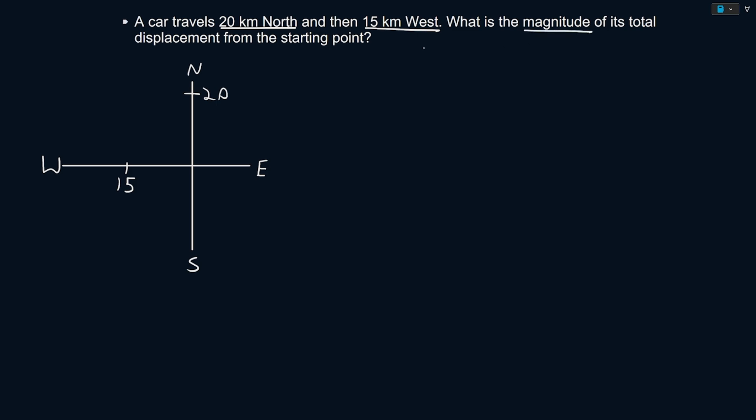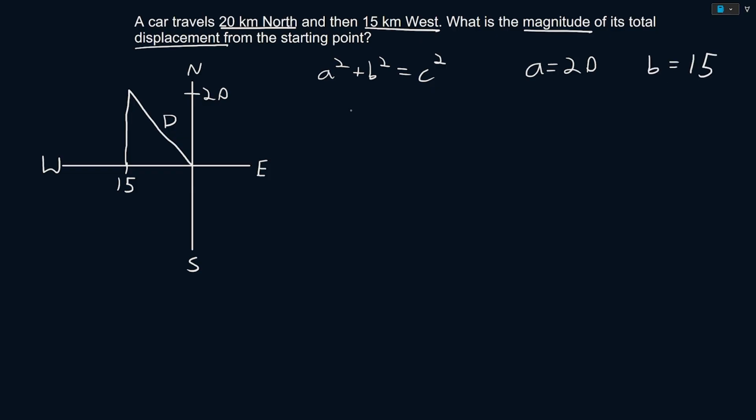In order to find the magnitude of the displacement, we can form a right triangle with the movements north and west as the legs, and our displacement is equal to the hypotenuse. To find the hypotenuse, we can use Pythagorean's theorem of a squared plus b squared is equal to c squared. We can set a equal to our first movement of 20 kilometers north and b equal to our second movement of 15 kilometers west. Plugging into the equation, we get 20 squared plus 15 squared is equal to the magnitude of our displacement c squared.